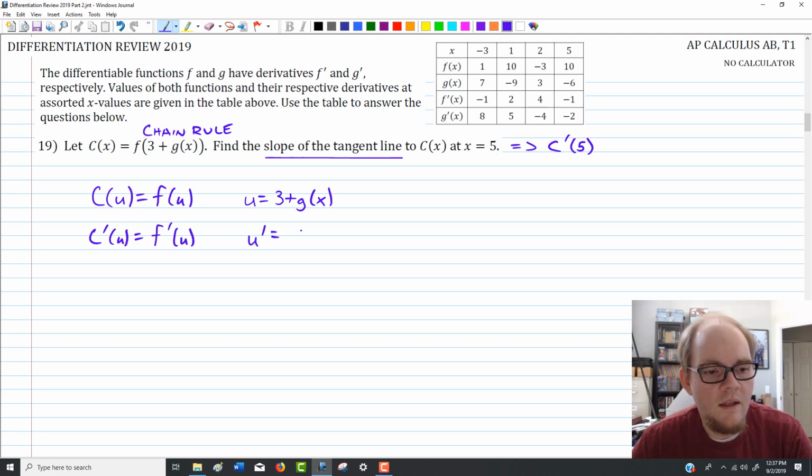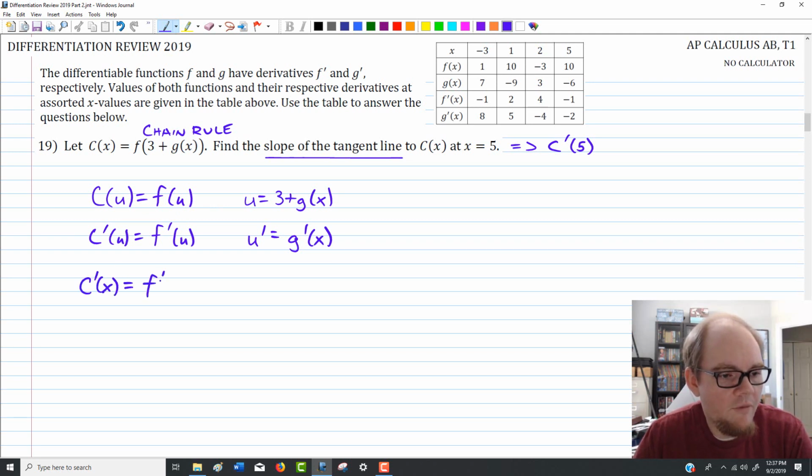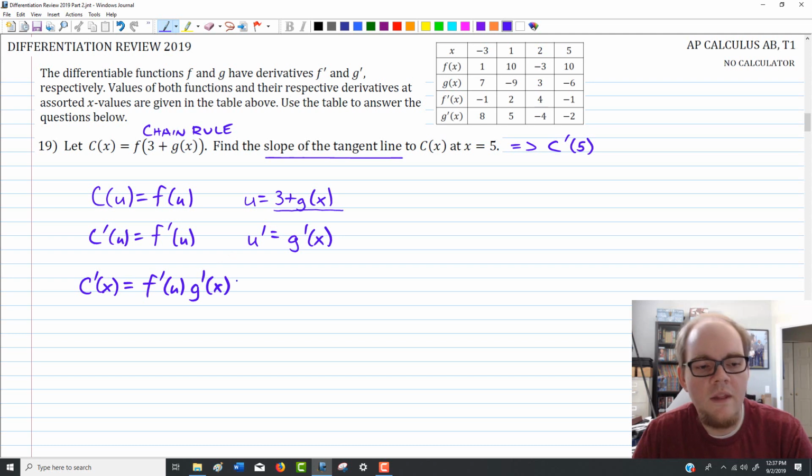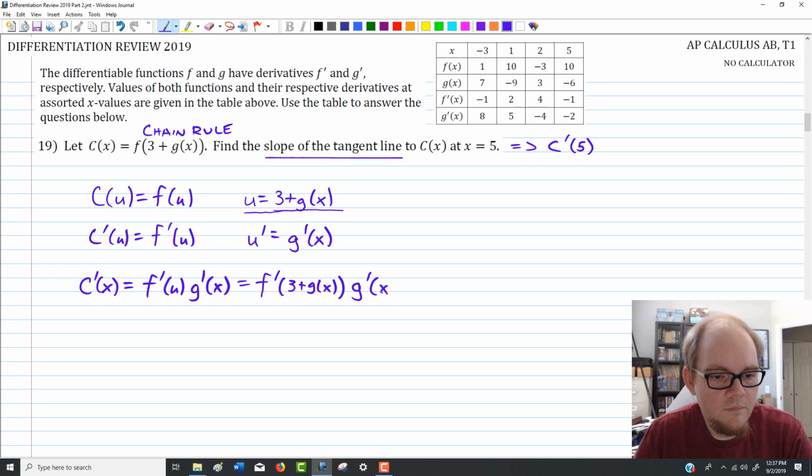And the derivative of the inside is going to just be g prime of x. So pulling some ingredients back together, our actual derivative is going to be f prime of u times g prime of x. But recall, we did say that u is equal to 3 plus g of x. That means our derivative is actually going to be f prime of 3 plus g of x times g prime of x. And of course these multiplications, in case that messes with you, it's like you multiply those two together.